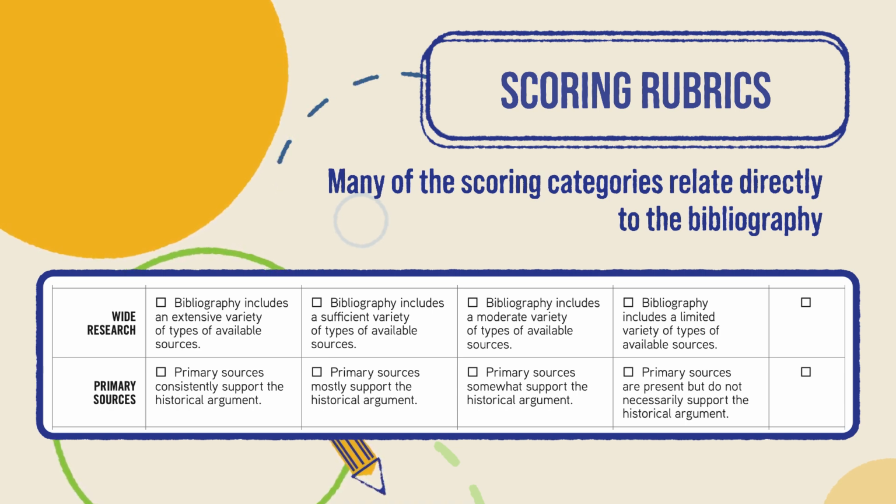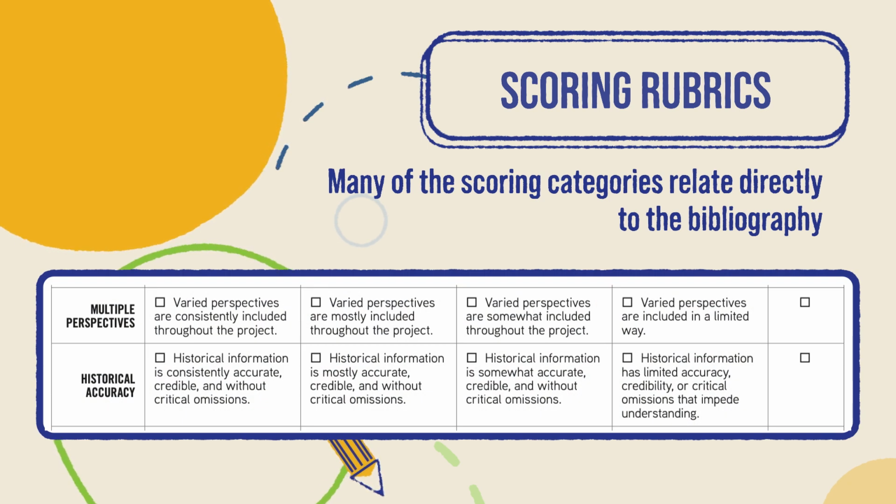However, other categories also connect to the bibliography. For example, a reviewer looking to rank you on multiple perspectives might look at your bibliography first, and then see how the sources you used fit into your project. Similarly, historical accuracy has a strong connection to your bibliography. While your information might be correct, the reviewer can't verify that without the information that is located in your bibliography.